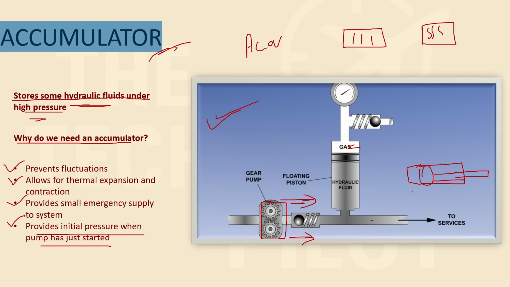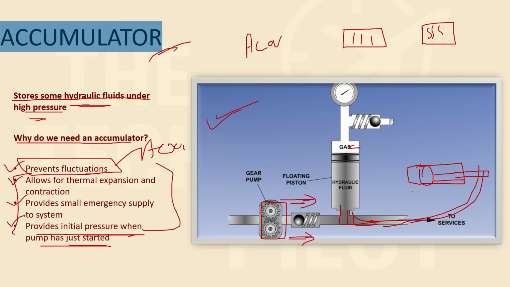So when the pump has just started, the pressure will be provided from the accumulator to the service that you have selected, right? So when the pump has just started, it provides the initial supply of pressure, and the pressure fluctuations are also prevented, which we'll see in the ACOV. The rest of the points are covered here.